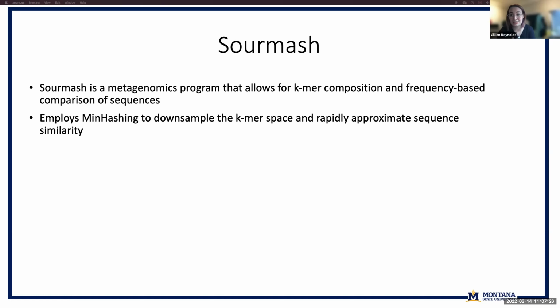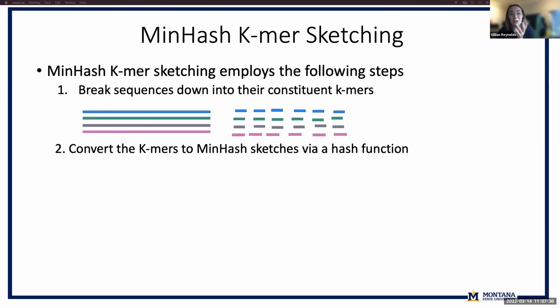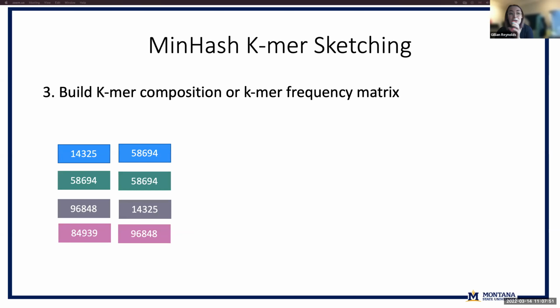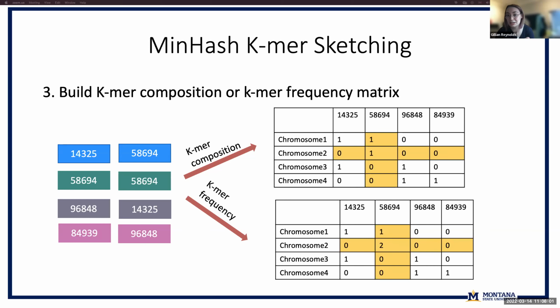And just very briefly, because I recognize I've just thrown a piece of jargon right at you, min hashing employs the following steps. We break the sequences down into their constituent k-mers, just as I described. We then convert the k-mers to min-hash sketches via either a hash function or a combination of hash functions. All this does is assign every unique k-mer a unique numeric value, and this allows for rapid comparison without the need to align our sequences. Then we simply build a k-mer composition or k-mer frequency matrix, again, just as I described. A k-mer composition matrix will be binary, and a k-mer frequency matrix will contain numeric values.